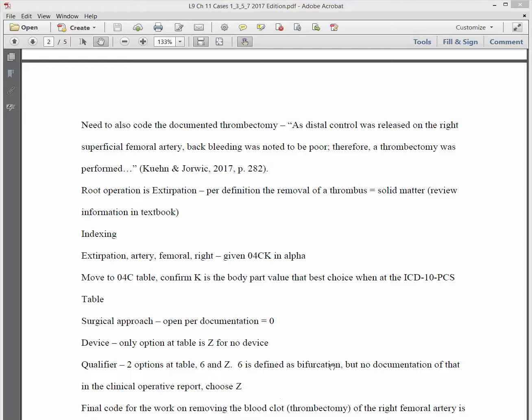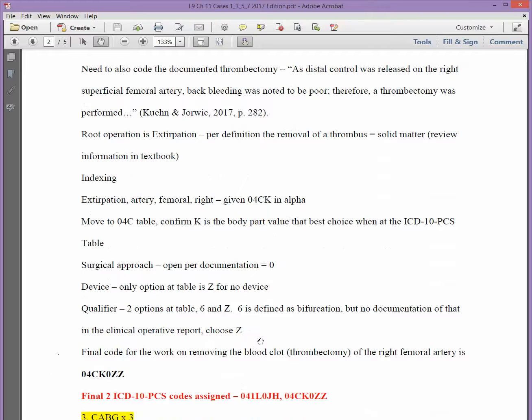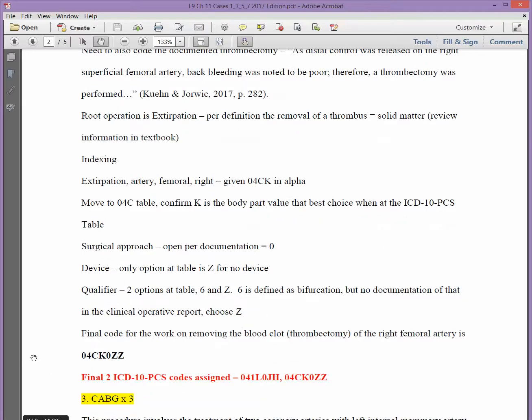So bifurcation is relating to two parts, two branches, two valves, two something. No documentation of that in this particular clinical documentation, so we choose Z for our final body part character value, for our final qualifier character value, and then the final code for the work of removing the blood clot, which is noted in your clinical documentation as a thrombectomy of the right femoral artery, is 04CK0ZZ.